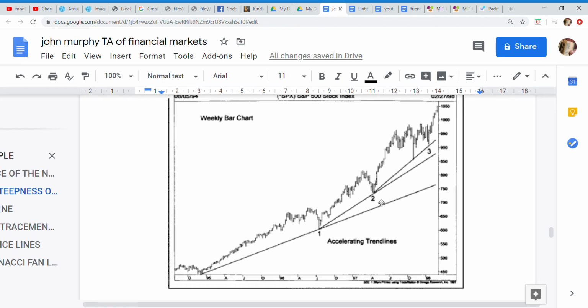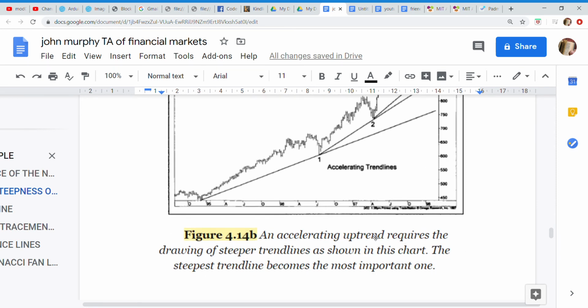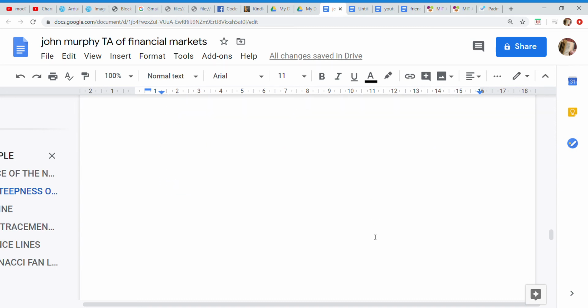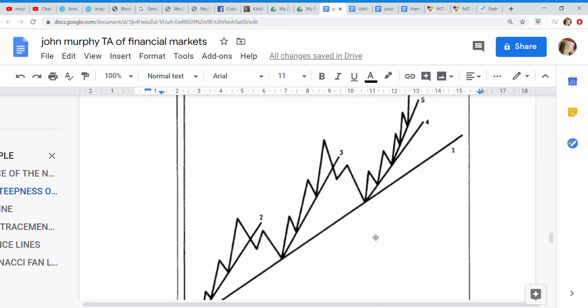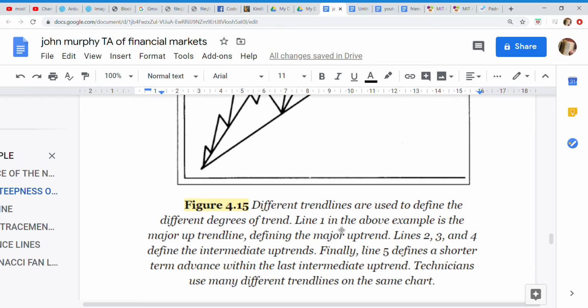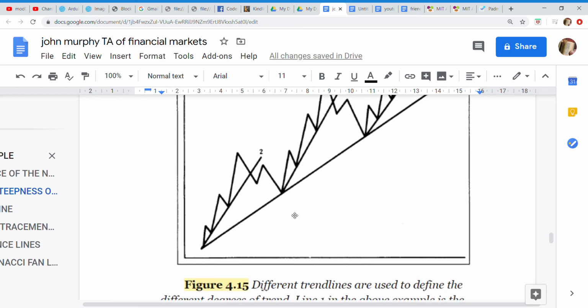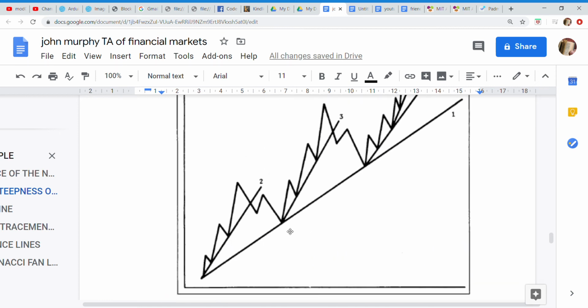Then at this point too, we found a new support. So we have drawn from 1 to 2. Then again at point 3 we found another support. So we have drawn from 2 to 3. So we can say that the uptrend is now accelerating. In this figure we can see the uptrend is now accelerating.